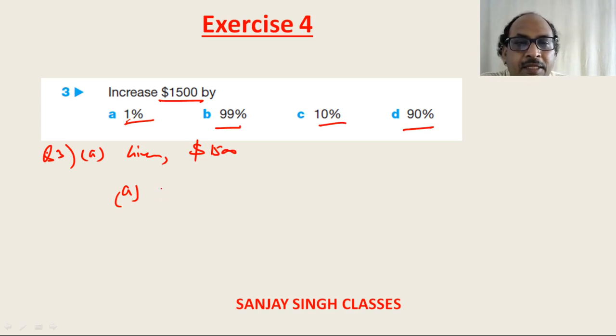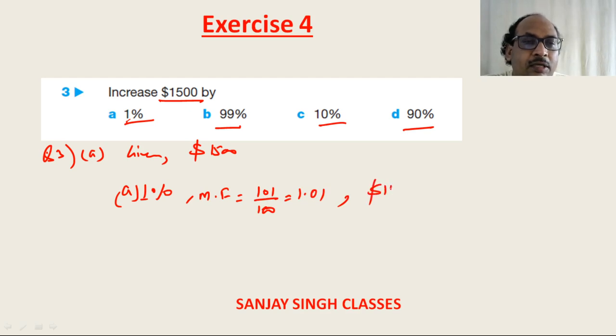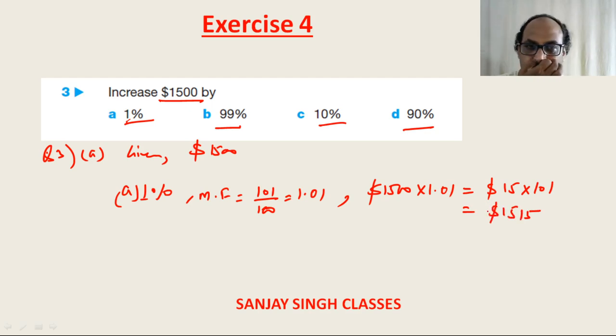So for A, 1% increase is there. Multiplying factor will become 101 by 100. It is 1.01. So the new value will be $1500 into 1.01. So the two zeros will be utilized to remove the decimal. We can write $15 into 101. And it will be equal to 1515.